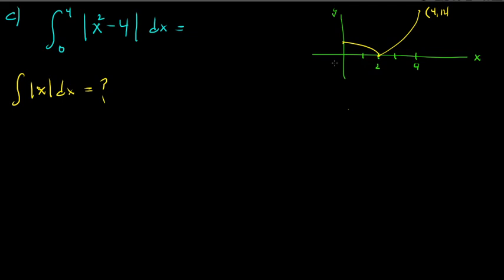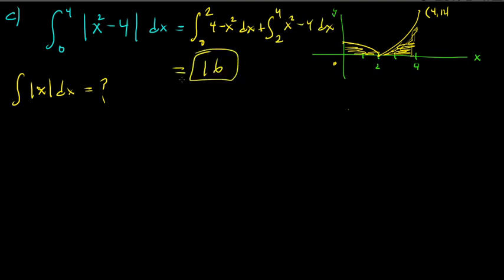All right, good enough. So find the area from 0 to 2, and then from 2 to 4. So that's the idea. Split it up into 2 parts here. Here, this is going to be the opposite, 4 minus x squared. And then when you go from 2 to 4, you just get x squared minus 4. At this point, I think you can handle all that. You should get 16.